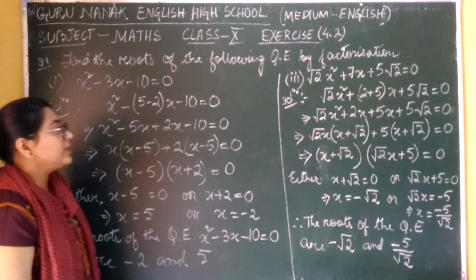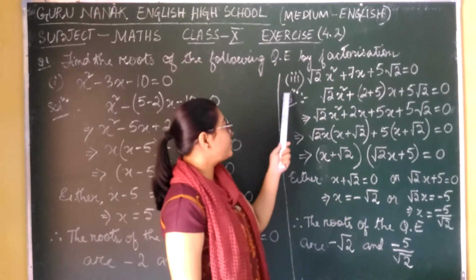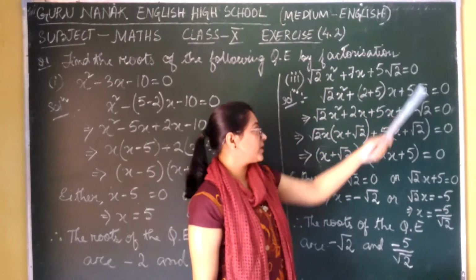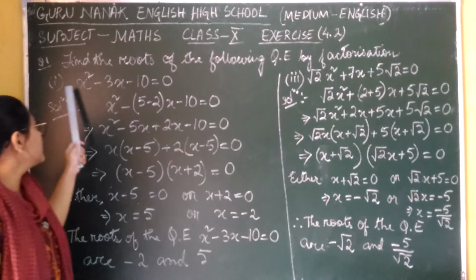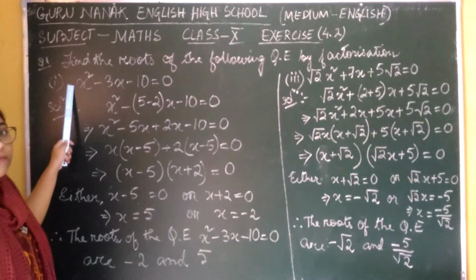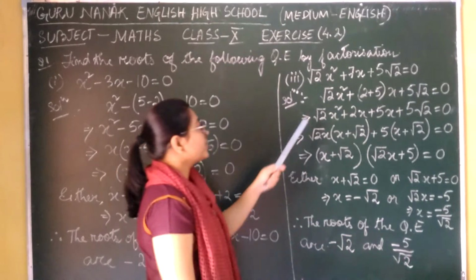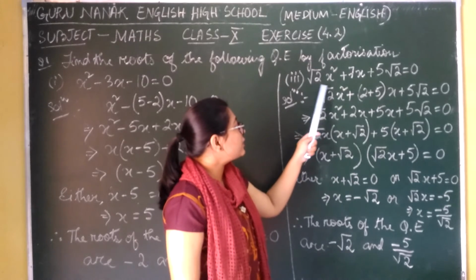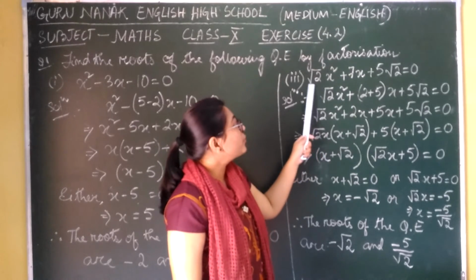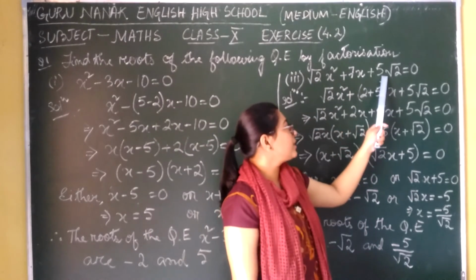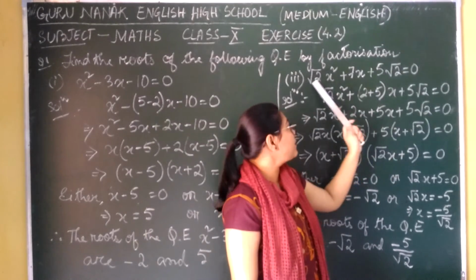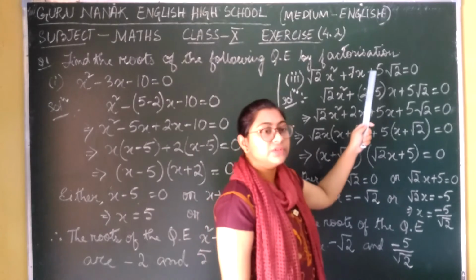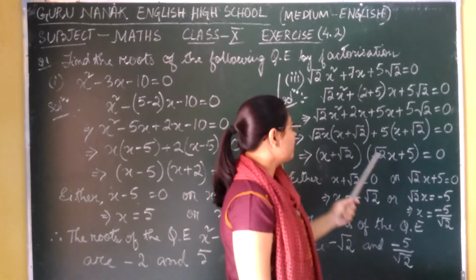Now let us see the third problem, which is given as root 2 x squared plus 7x plus 5 root 2 equals 0. In the previous problem we did not have any coefficient of x squared, but if we look carefully, here we will get a coefficient of x squared. So how do we factorize this? To get 7x, we will multiply root 2 with 5 root 2. If we multiply root 2 with 5 root 2, we get 10. Now we know the factors of 10 are 2 and 5.